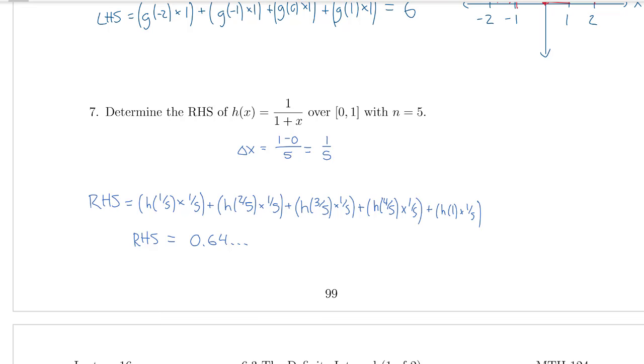So there we have it. You can see the width calculation comes from taking the difference of the endpoints as usual, divided by 5 rectangles in this case because n is 5, and then we want a right-hand sum. And so you can see the 5 rectangle area calculations in our work here.